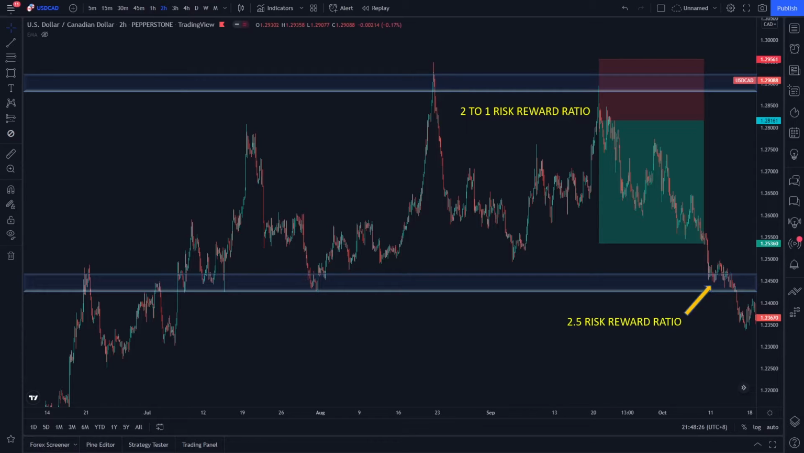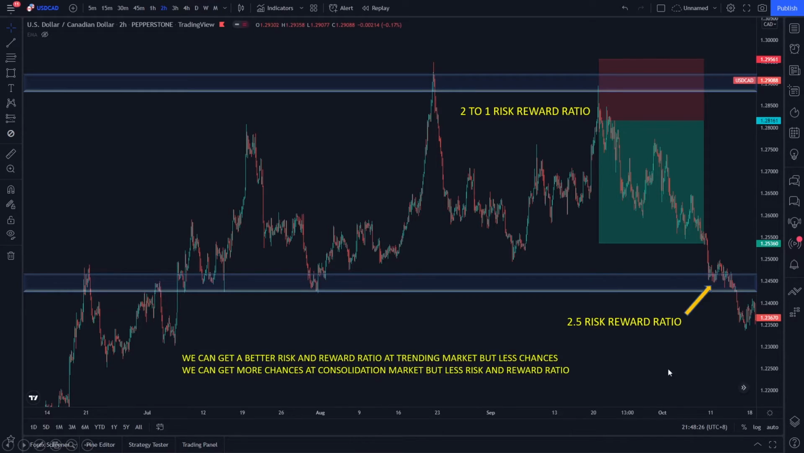Now we are going to discuss the advantages and disadvantages of the consolidation market and trending market. In the trending market, we can get a better risk-reward ratio. Sometimes we can even get a 10-to-1 risk-reward ratio trade. But there are fewer chances for us to trade because 70% of the market is in the state of consolidation. If today you are a consolidation trader, you will have more chances to trade, but you will also lose some risk-reward ratio when compared to a trend trader.